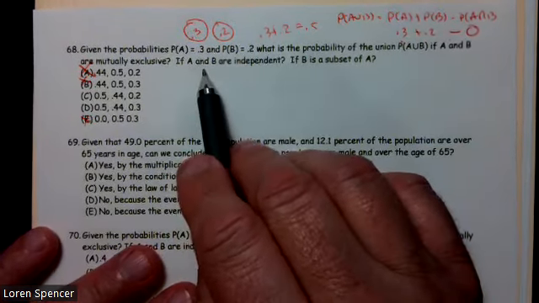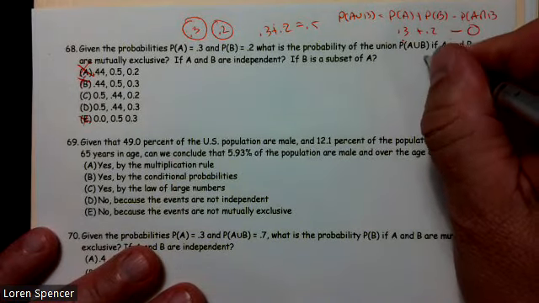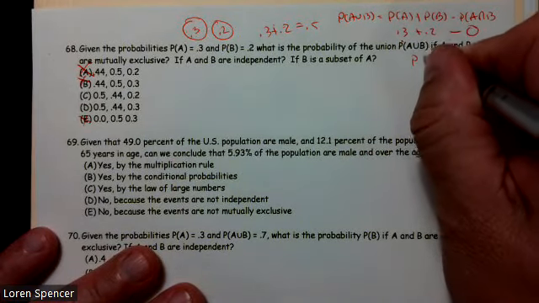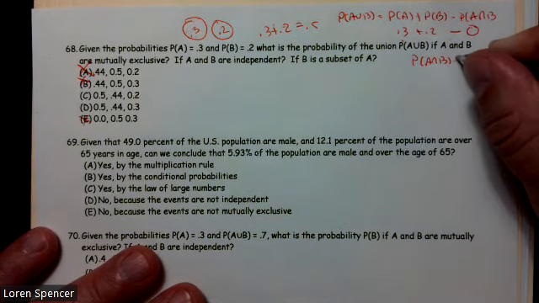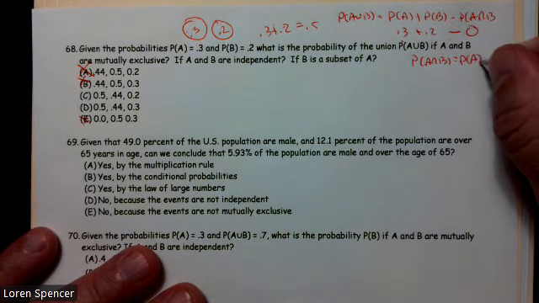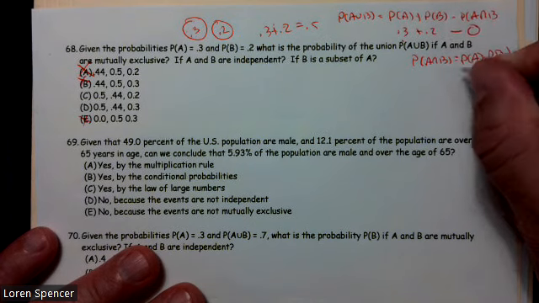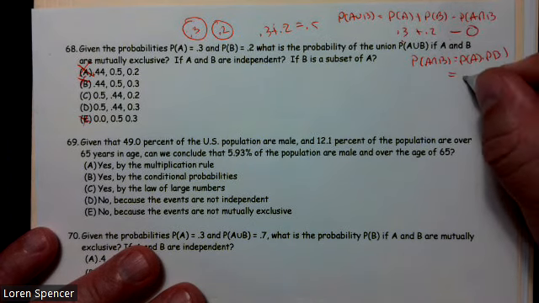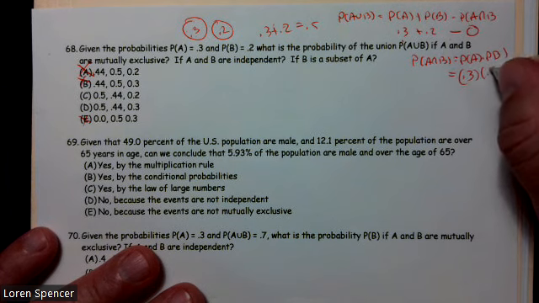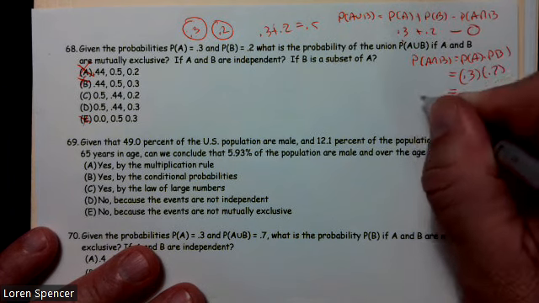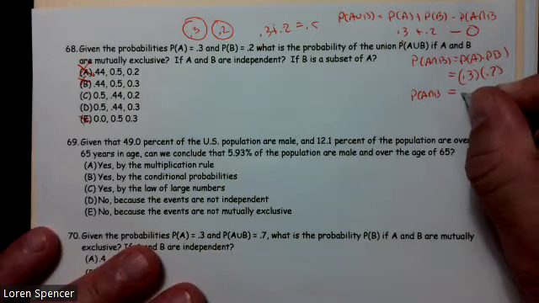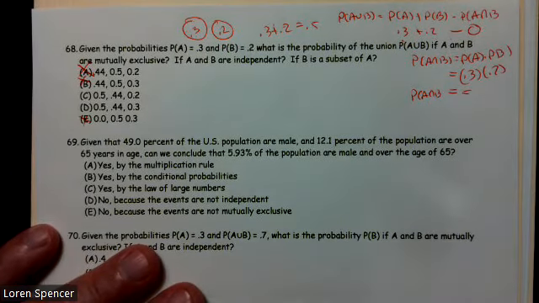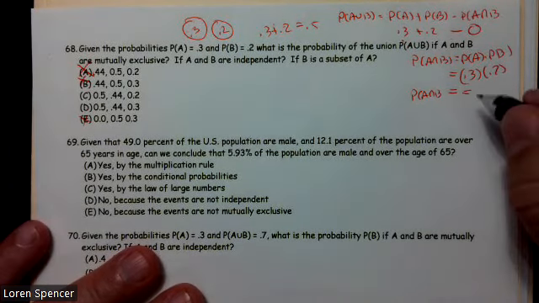What if they are independent? Well, if they're independent, we need to remember the probability of A and B equals the probability of A times the probability of B, which in this case would be 0.3 times 0.2. So the probability of A and B should be 0.06, but I'm going to check just to make sure my math is still good.